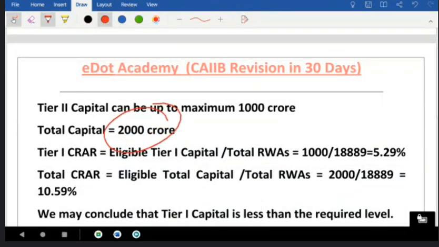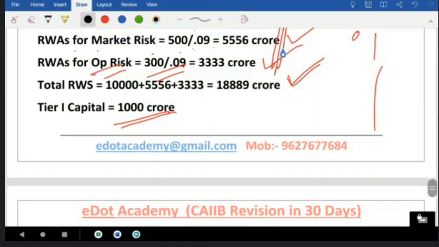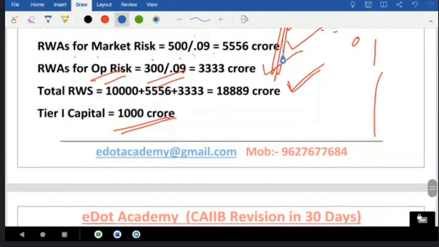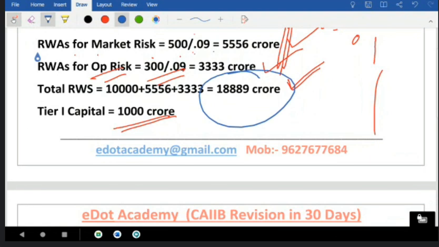Now, when you calculate tier 1 CRAR, it is tier 1 capital divided by total RWA. That means 1000 divided by the total we got. Just see the figure once again. I'll mark it here in blue. Okay, this is the total RWA, and this will come in the denominator. So 1000 divided by this, because we are finding only tier 1 first.